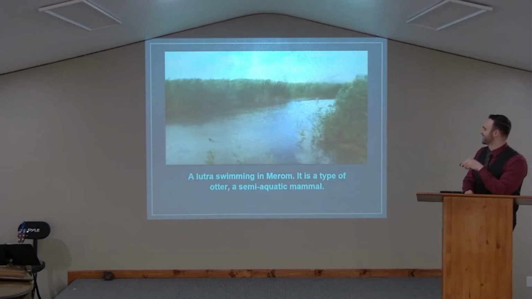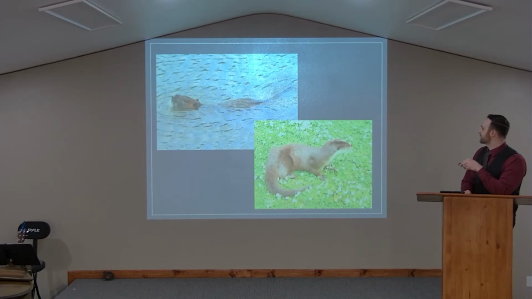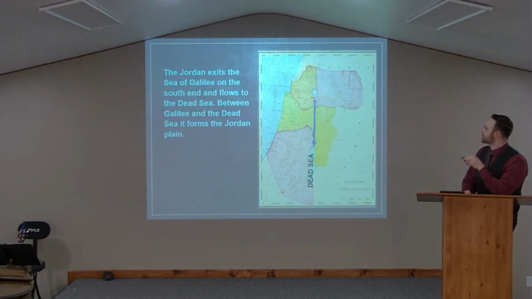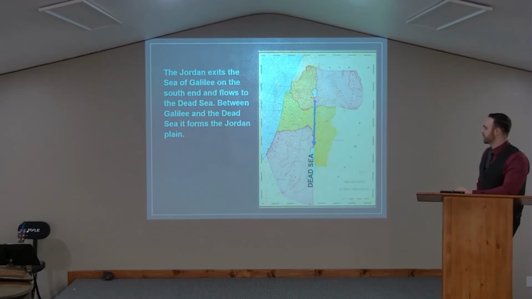So, in some ways, it looks similar to interior rivers, right? The high reeds and rushes on the side. Yep, there it is. So the Jordan exits the Sea of Galilee on the south and it flows on down to the Dead Sea. And between there it has this big fertile plain called the Jordan Plain, where it's all watered by that one river.